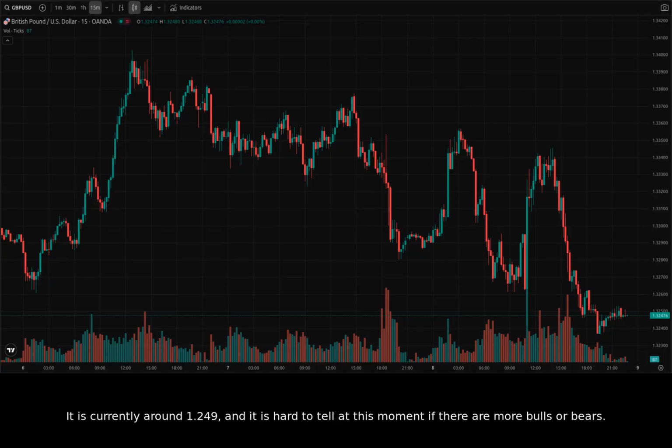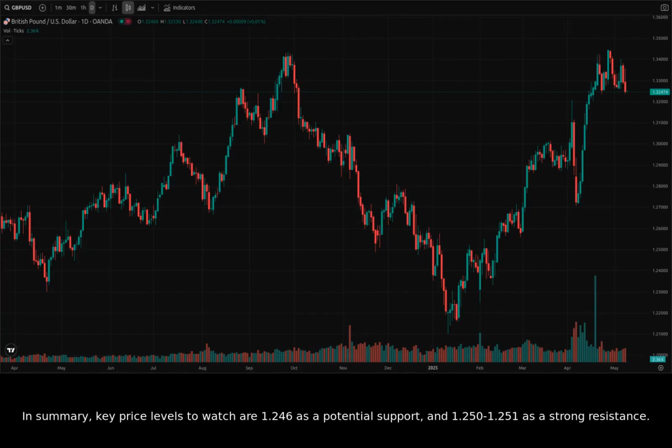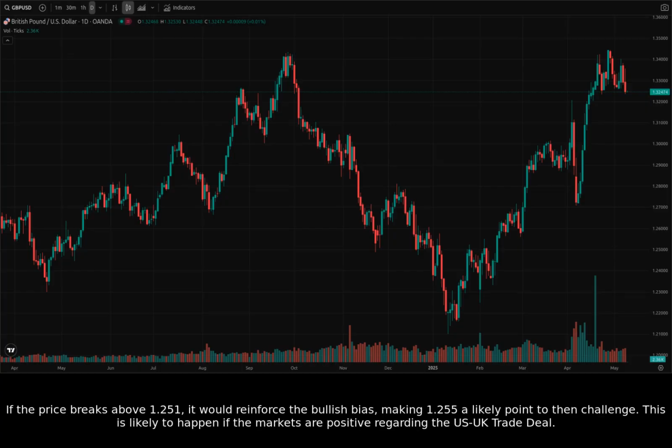It is currently around 1.249, and it is hard to tell at this moment if there are more bulls or bears. In summary, key price levels to watch are 1.246 as a potential support and 1.250 to 1.251 as a strong resistance. If the price breaks above 1.251, it would reinforce the bullish bias, making 1.255 a likely point to then challenge. This is likely to happen if the markets are positive regarding the US-UK trade deal.